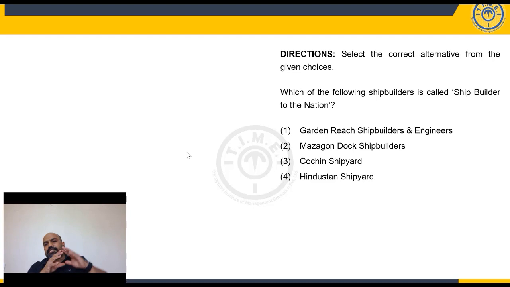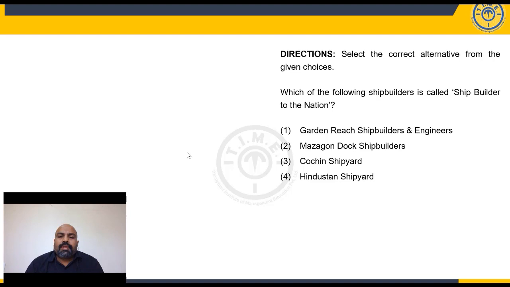Let's look at the ports. We'll start on the west coast at the top. Number 1, Kandla, K-A-N-D-L-A. Write this: Kandla, Gujarat, now called Pandit Deen Dayal Upadhyay Port.